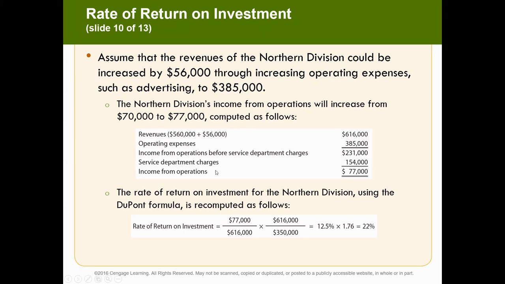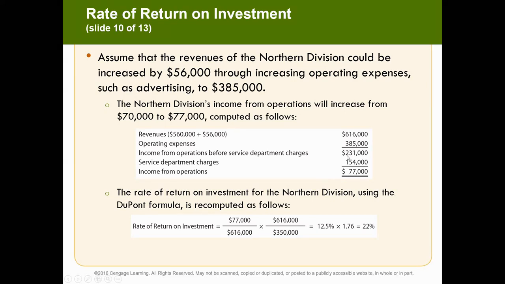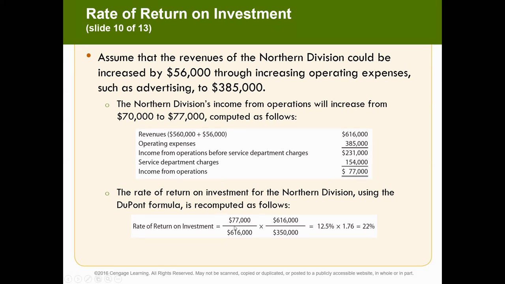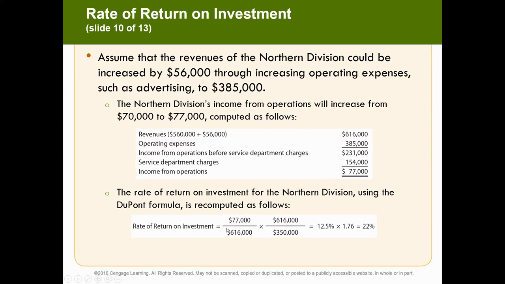Our service department charges came in at $154,000, which got us to an income from operations of $77,000. We get $77,000 by taking our income from operations before service department charges and subtracting out the service department charges. Now, to figure out the rate of return on the investment on these changes, we use the same formula that we've utilized before. We take our income from operations, $77,000, divided by our sales, $616,000. That gives us 12.5%.